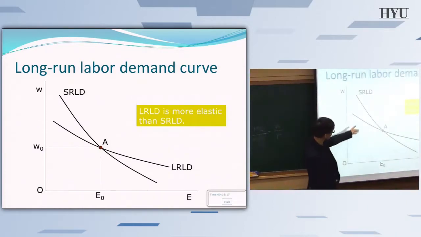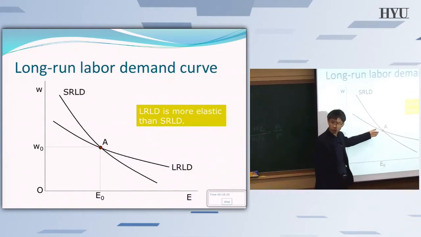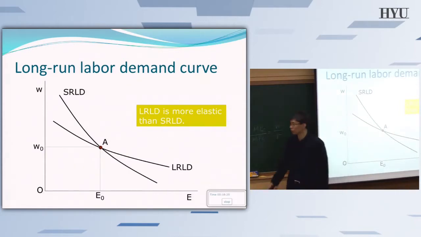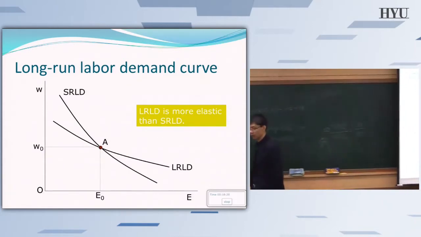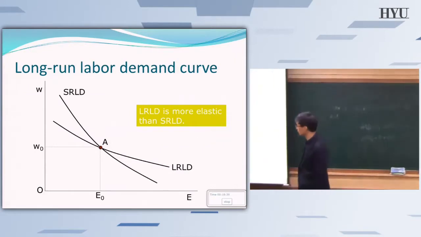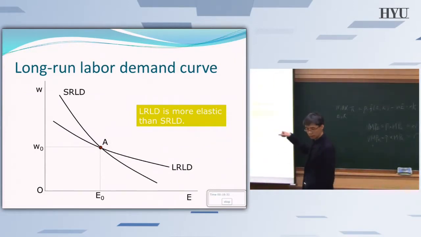In the short run, they can change only labor input. In the long run, they can change labor and capital. So obviously, they have more means to change the labor input. So long run labor demand must be more elastic. The slopes are in the same direction, but more elastic.